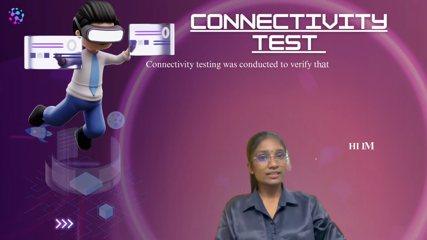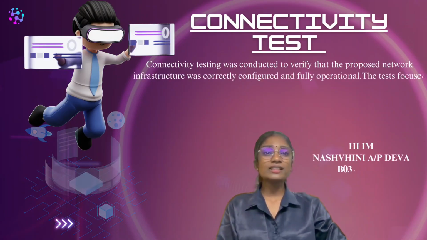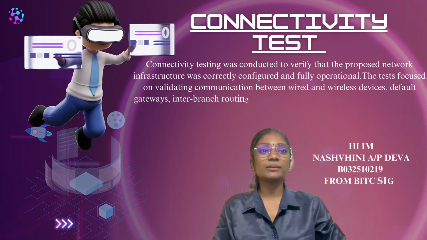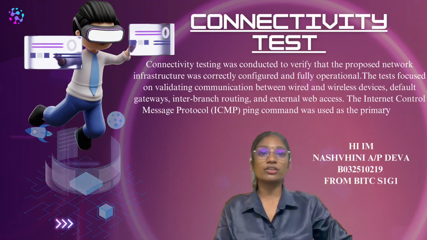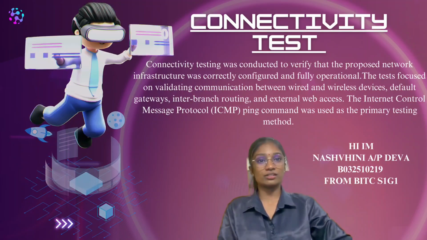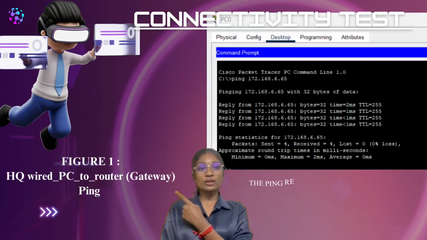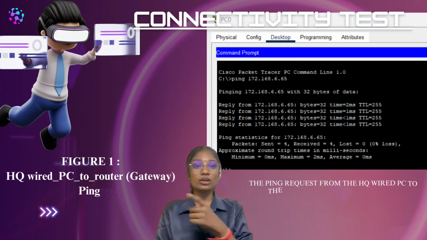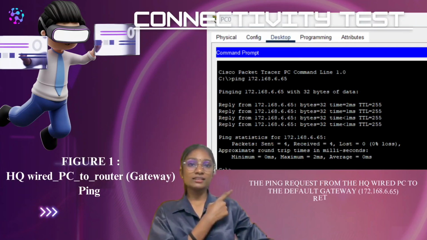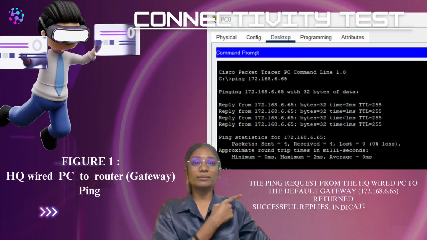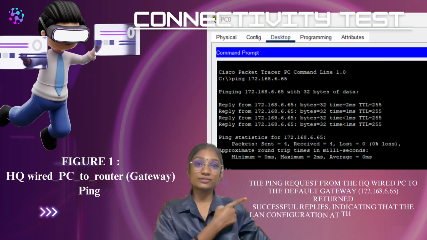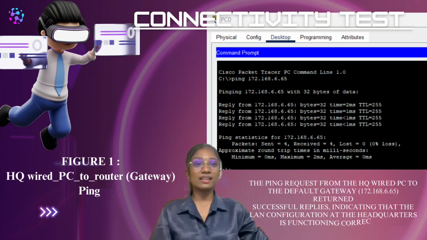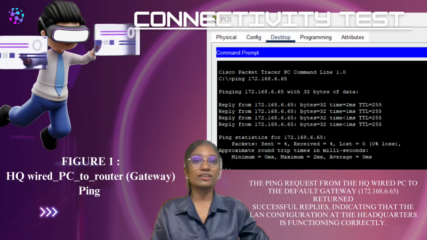Let's move to the next, which is the connectivity test. Connectivity testing was conducted to verify that the proposed network infrastructure was correctly configured and fully operational. The first one is HQ wired PC to router. The ping request from the HQ wired PC to the default gateway returned successful replies, indicating that the LAN configuration at the headquarters is functioning correctly.